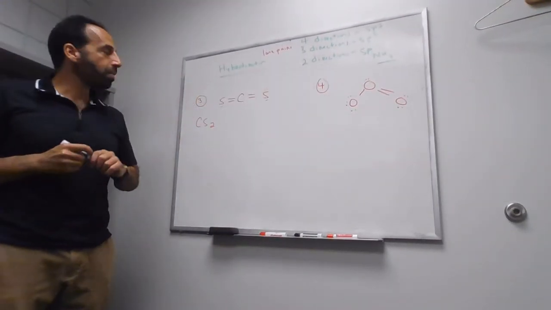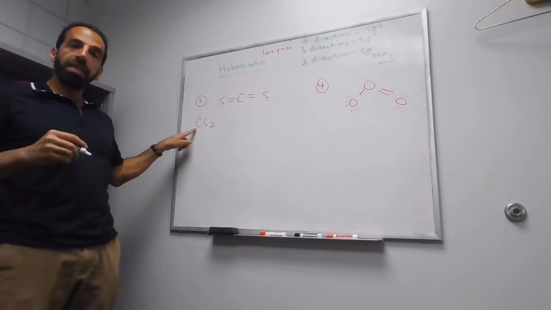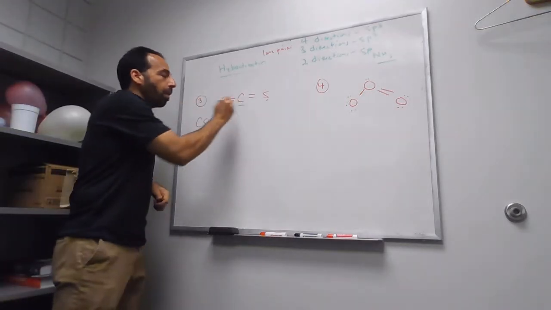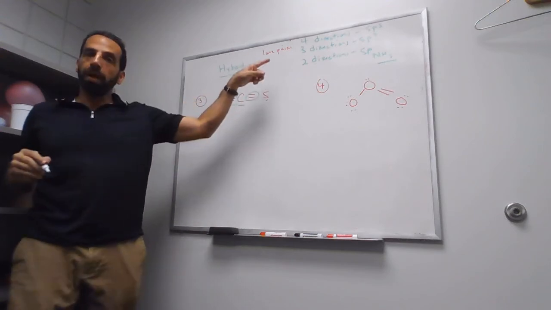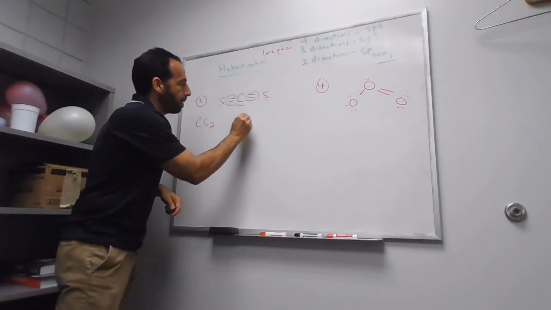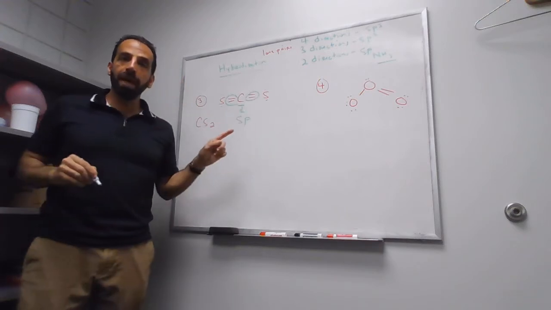To kind of finish up the hybridization, let's look at CS2. Again, we're going to focus on carbon. So there's 2 directions here. 1, 2. 2 directions, sp hybridized. So that carbon is sp hybridized.